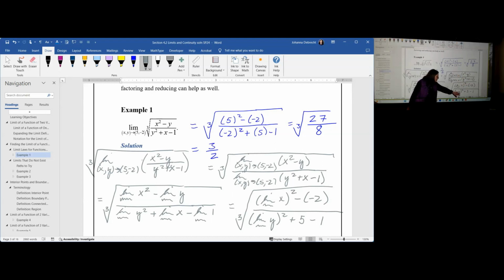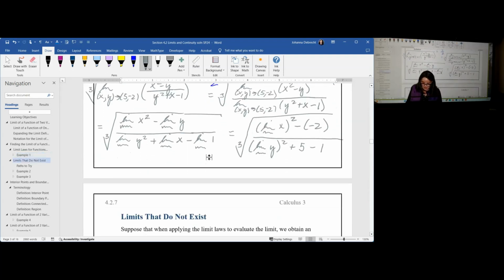And down here, the limit of y, the identity law, gives us -2, which squared is 4, plus 5 minus 1 is 8. So what we've done is we've applied the limit laws and we've evaluated the limit and we obtained the answer 3/2. Now, in practicality, you're probably not going to go through all these steps every time, as long as you understand that this is sort of the theory underlying what you do when you substitute.